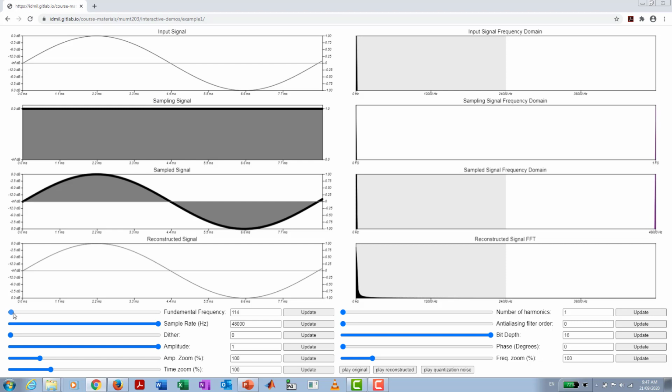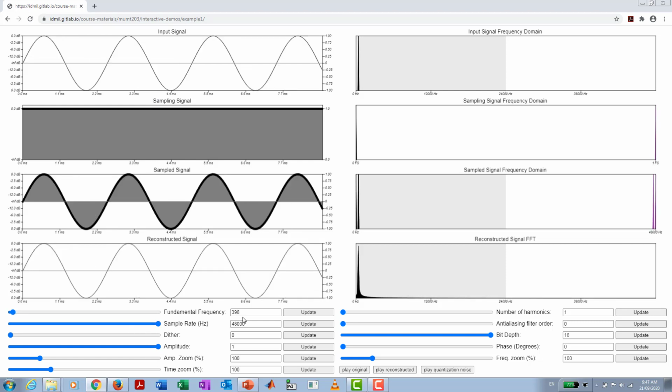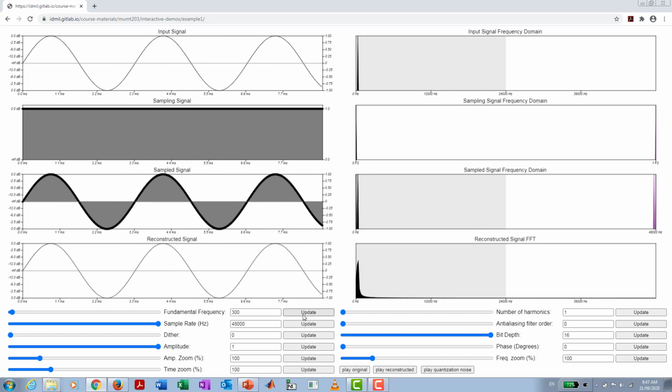So let's continue, stay at, for instance, here 300 Hertz. 400 Hertz almost. Actually, I can type the values. If I want 300 Hertz, I just press and go here, update. Then it goes to 300 Hertz. So this is the first top panel.